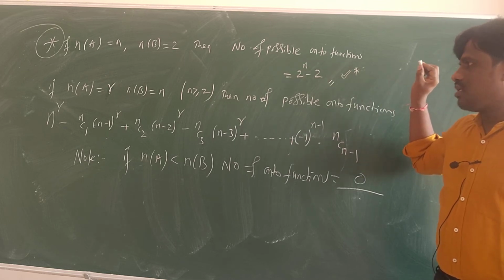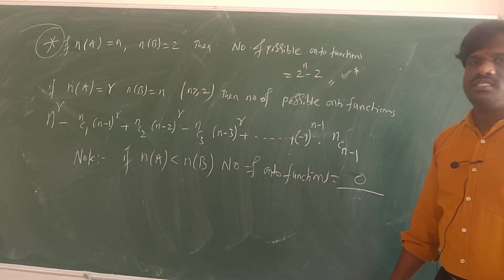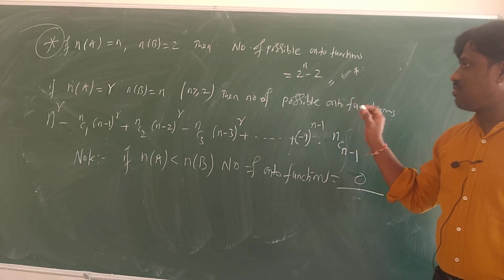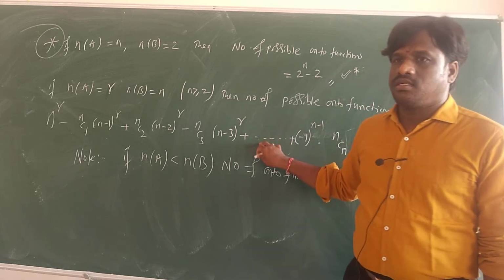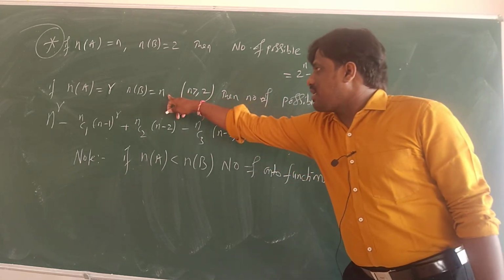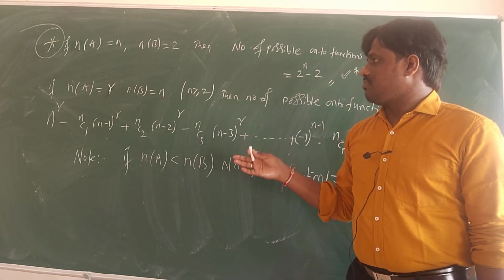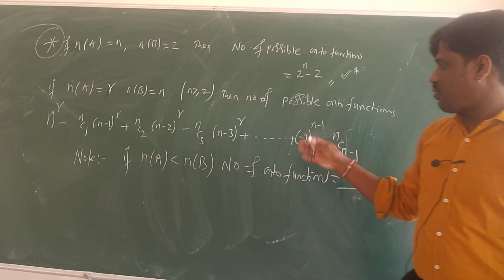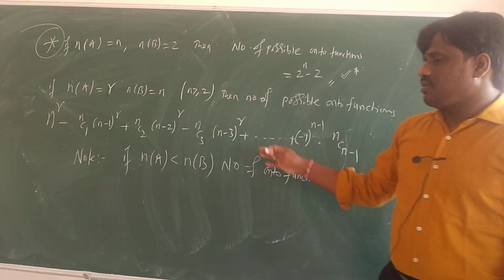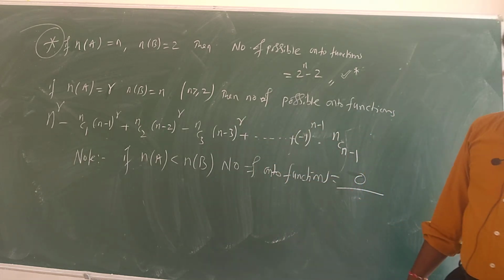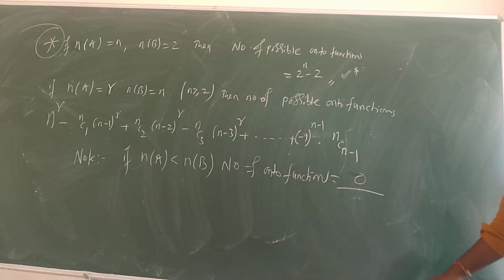Now number of A is r, number of B is n. If n is greater than or equal to 2, then the formula is: n to the power of r, minus nC1 times (n minus 1) to the power of r, plus nC2 times (n minus 2) to the power of r, and so on. This is the formula. You can use it up to however many terms there are. Okay, if number of A is less than number of B, there is no onto function.